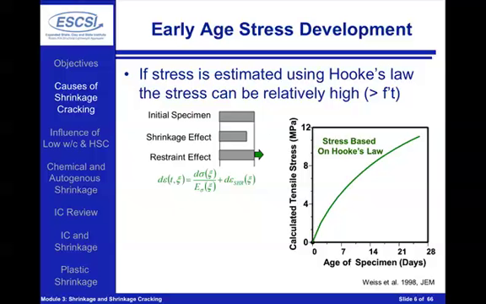Now, we talked a little bit about how we could estimate these stresses using Hooke's law, and here what we saw is that the permissible strain, the left-hand side of the equation, is equal to the incremental stress divided by the time-dependent modulus plus the incremental shrinkage.